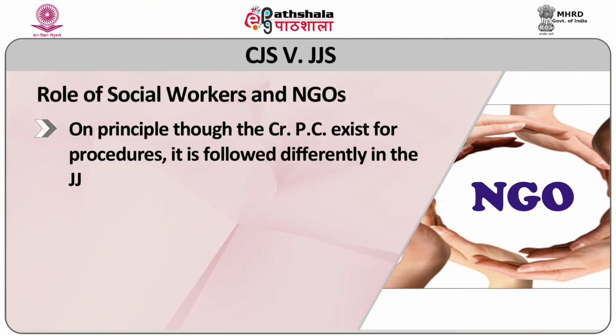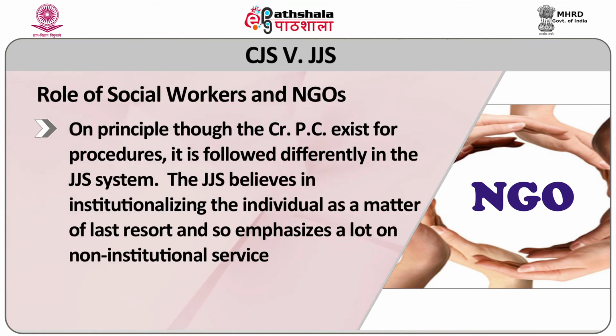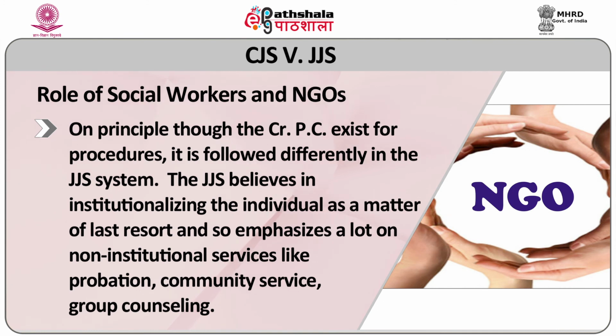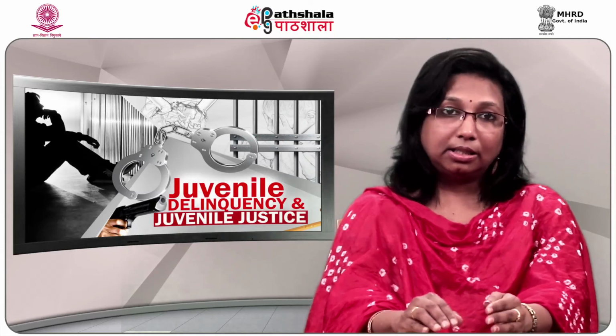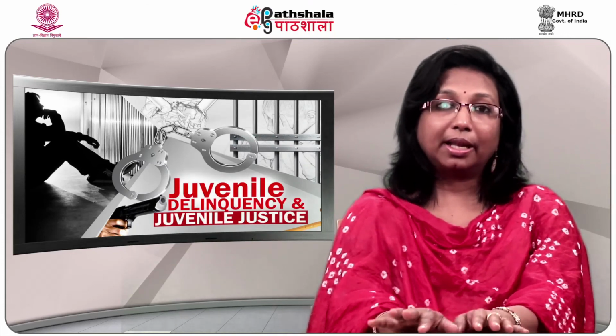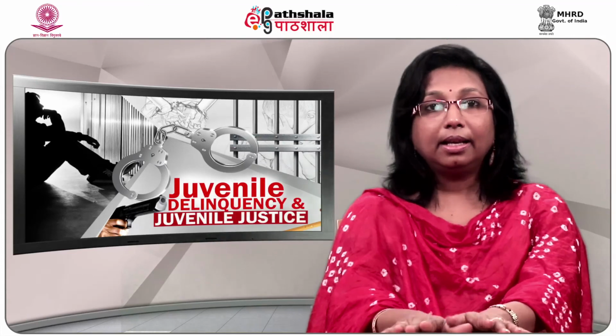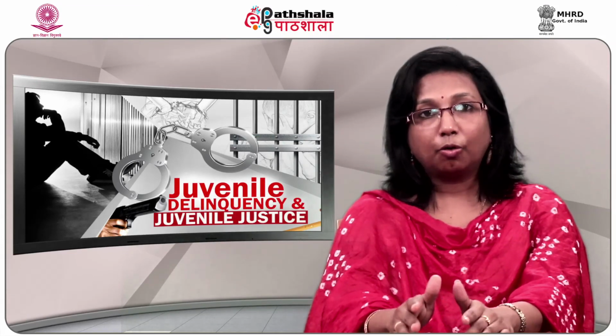On principle though, the CrPC exists for the procedures, it is followed differently in the JJ system. The JJ system believes in institutionalizing the individual as a matter of last resort, and so emphasizes a lot on non-institutional services like probation, community service, group counseling. Like the criminal justice system, the JJ system also works towards protecting the victims and rehabilitating the offenders.